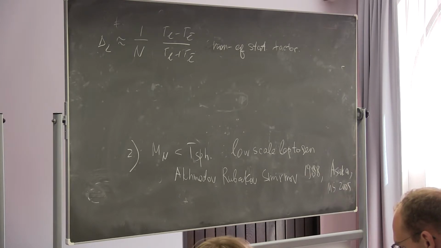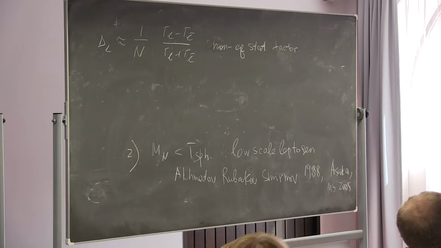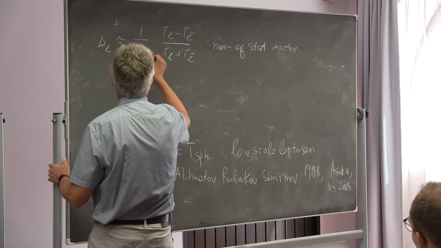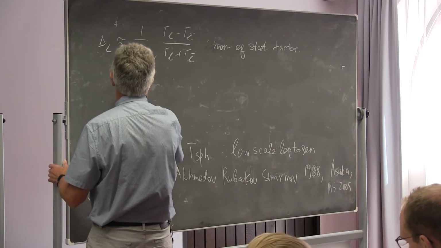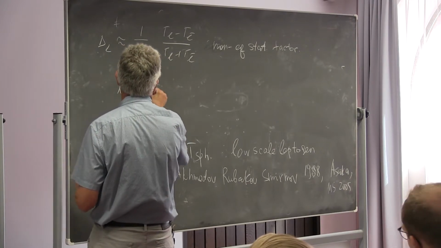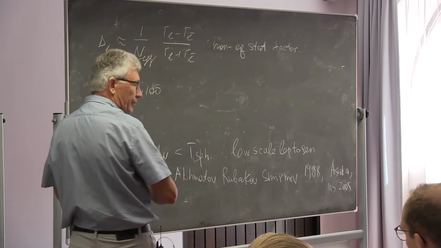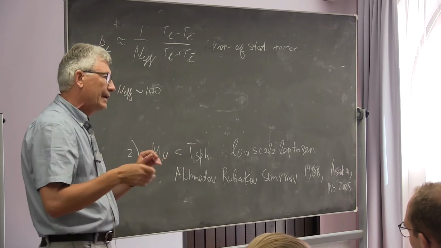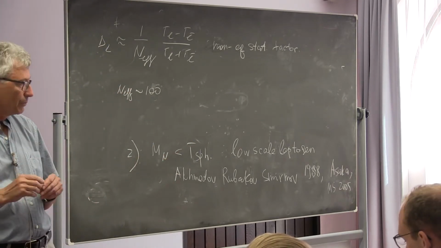Okay. So what is the 1 over large N? Sorry, yeah, this is the total number of degrees of freedom. So N effective is the total number of massless degrees of freedom, which is roughly 100. So this is the amount which is true for the standard model.